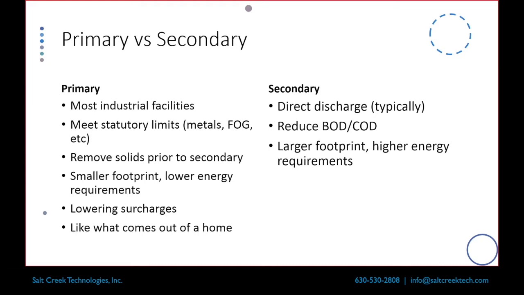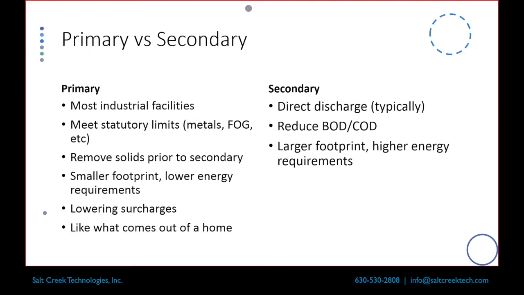Primary systems usually are smaller. They have lower energy requirements. They're generally, famous last words, but they're generally easier to run in some ways, or they have less attention on them in a lot of ways. And they can be helpful in lowering surcharges. Now, we'll talk about this a little bit later, but a lot of times lowering surcharges is not enough of a driver for a primary treatment project.